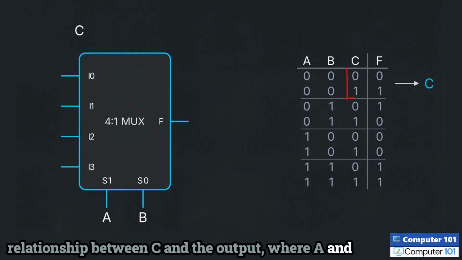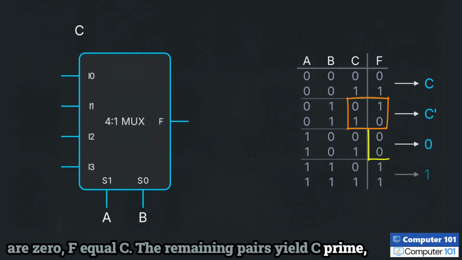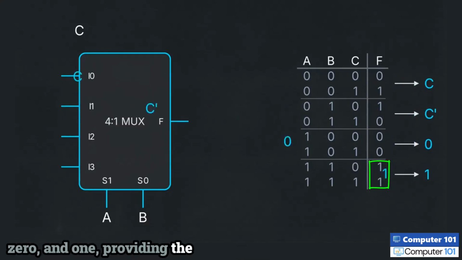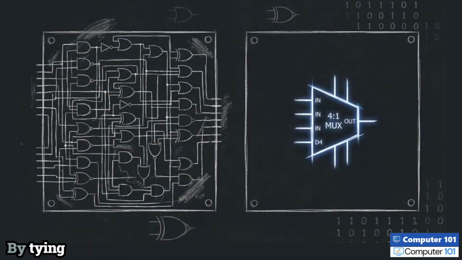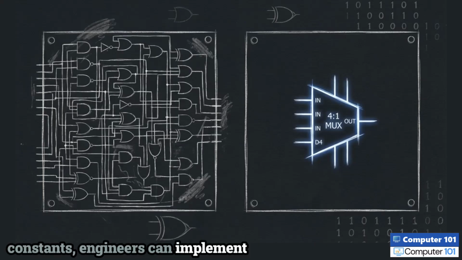Segmenting the truth table into pairs based on A and B reveals the relationship between C and the output. Where A and B are 0, F equals C. The remaining pairs yield C', 0, and 1, providing the 4 multiplexer inputs. By tying inputs to dynamic variables instead of static constants, engineers can implement logic functions using significantly less hardware.